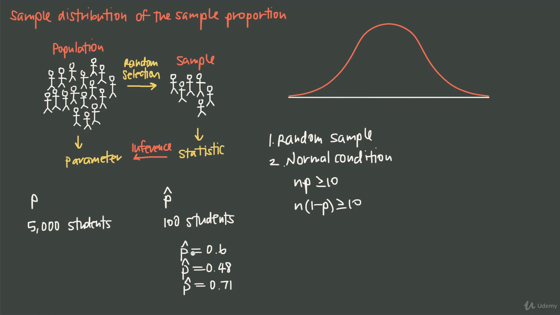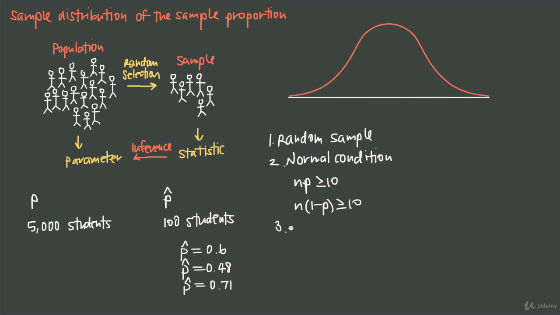So for instance here, if this was our single sample, we had calculated a sample proportion of 0.6, then we would take 0.6 times 100 to get 60. That would show us that we're getting 60 successes, which is greater than 10, so that checks out. And then we would take 100 students in the sample, n, times 1 minus 0.6, or 100 times 0.4, and we would see that we're getting 40 failures. That's also greater than or equal to 10, so we're good there. We would have met the normal condition. So we just have to check those two.